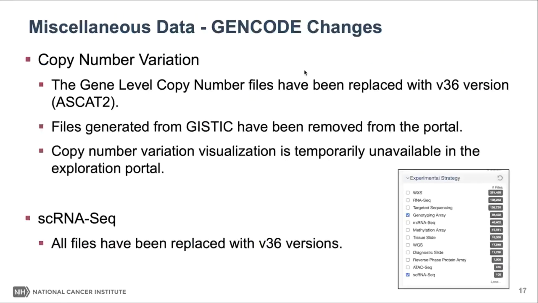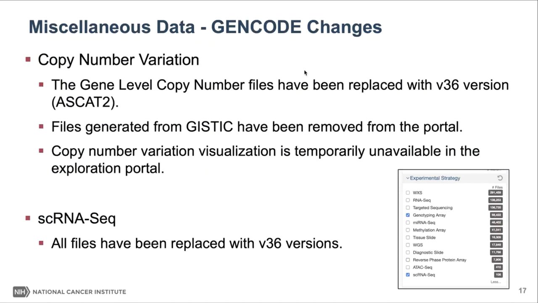So now to talk about some miscellaneous data changes that were done because of GENCODE. The first, I want to talk about copy number variation. These are the ones that were generated using arrays. The gene level copy number files that were generated with ASCAT were replaced with v36 versions. You may remember in the past there were files that were generated from GISTIC. Those have been removed from the portal, and we're going to talk in a little bit about what that means in terms of availability.